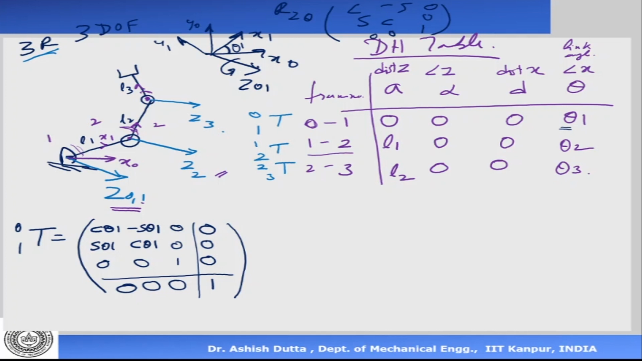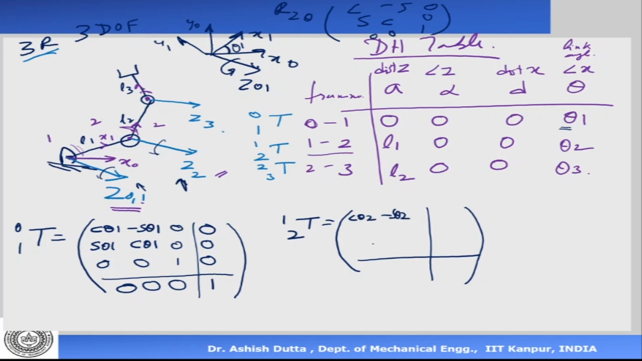Now what is the second one? The second one is 1 to 2. So what will this matrix be? Look at frame 2. Frame 2 is here and frame 1 is down here. Now what is the rotation between them? Rotation is again about the z axis. So this is going to be the same: cos theta 2, minus sin theta 2, sin theta 2, cos theta 2, 0, 0, 1, 0, 0. It's a rotation about the z axis.